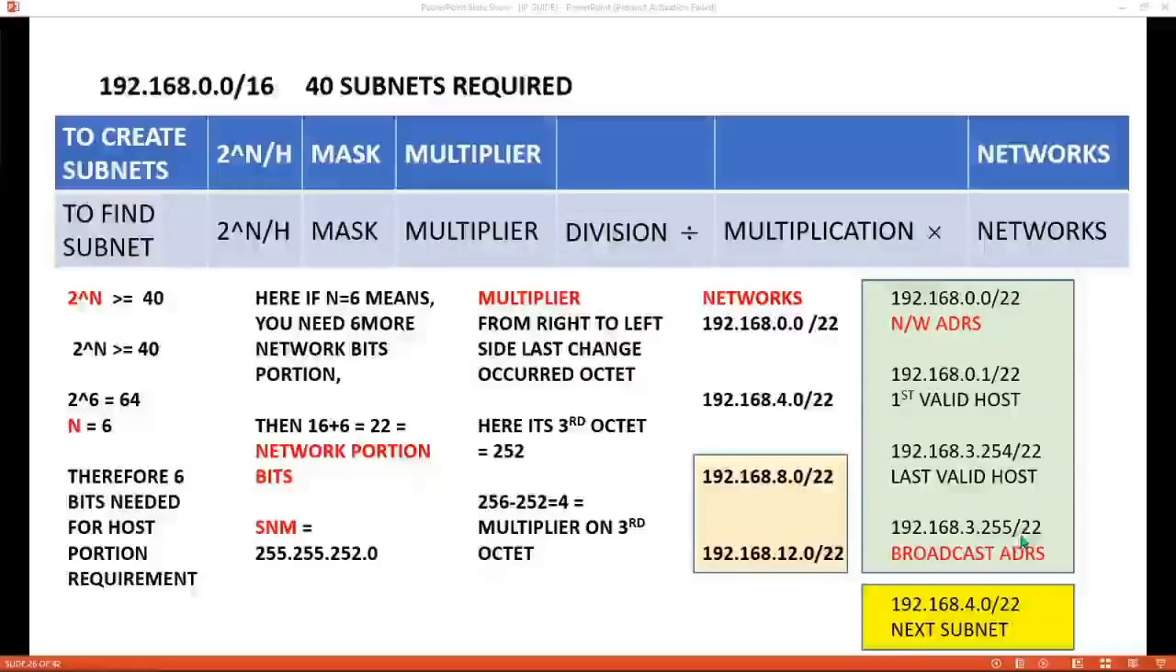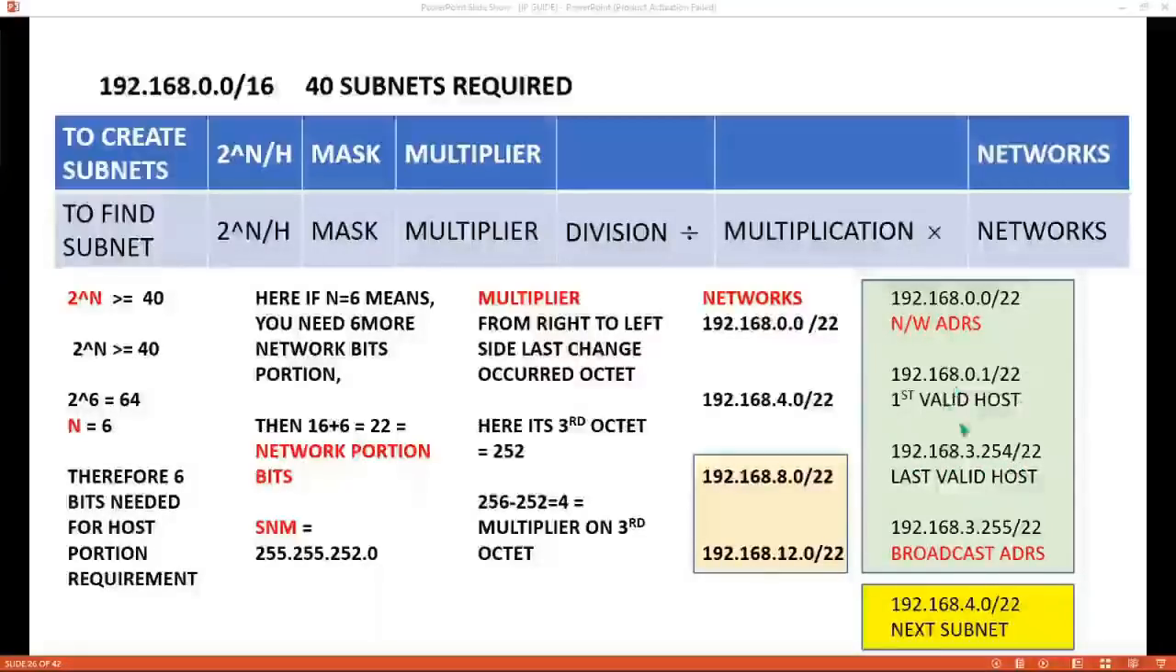After finding the broadcast address, you can again deduct 1 from the last octet in order to get the last valid host. So 192.168.3.254 would be the last valid host. And now you might know that network addresses and broadcast addresses can't be assigned to network devices. You can go from 192.168.0.1 to 192.168.3.254 for the network devices.